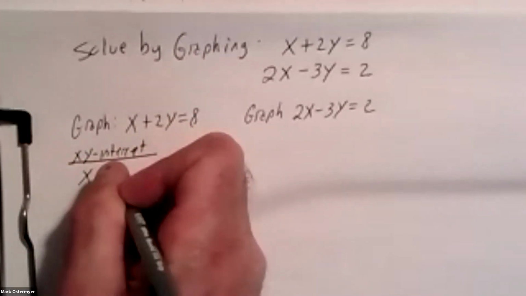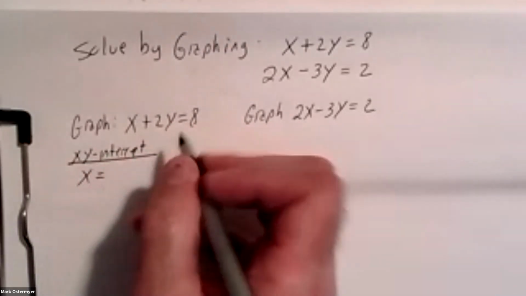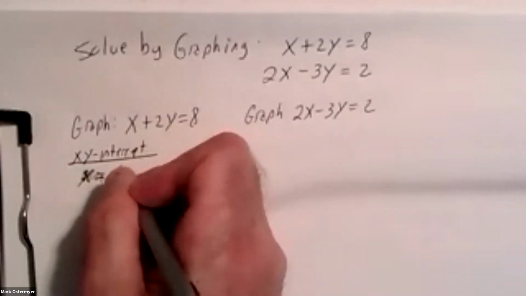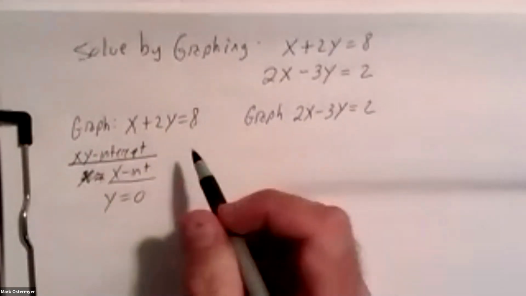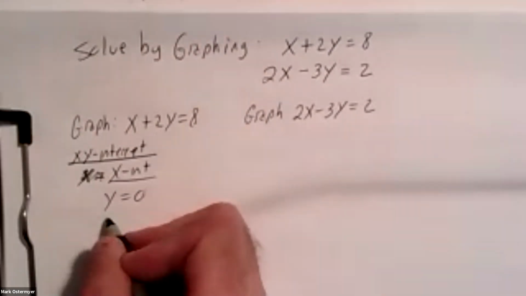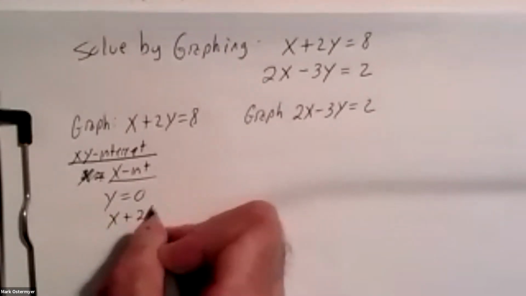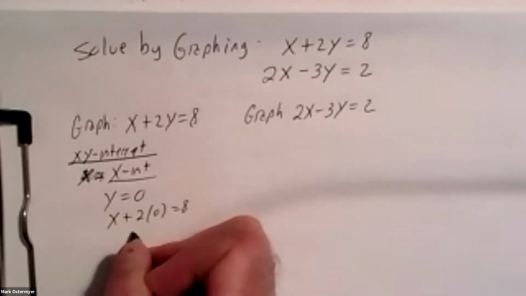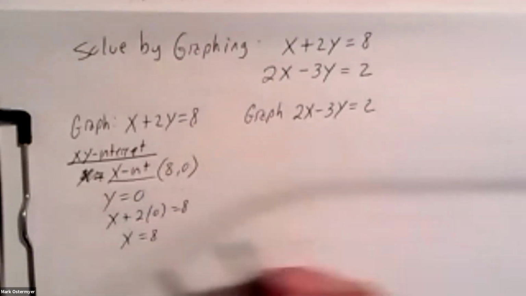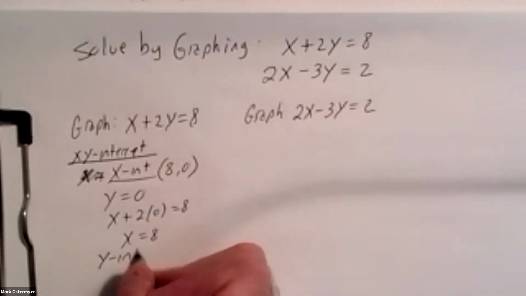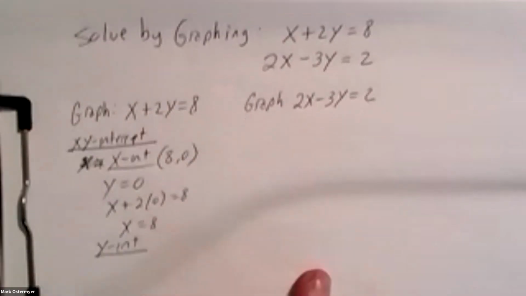So to find the x-intercept, we set y equal to 0. Replace the y variable with the 0, and our equation is x plus 2 times 0 equals 8. So x is equal to 8. And hence we have (8, 0) as our x-intercept. Our y-intercept is found by letting what? X be 0 always.